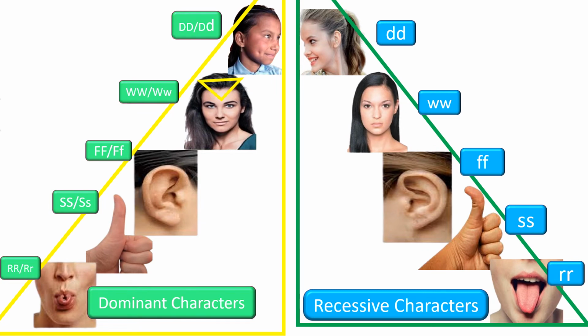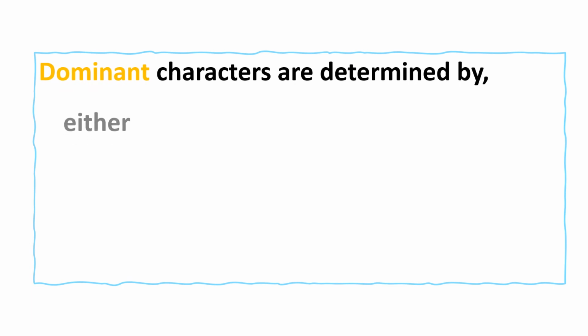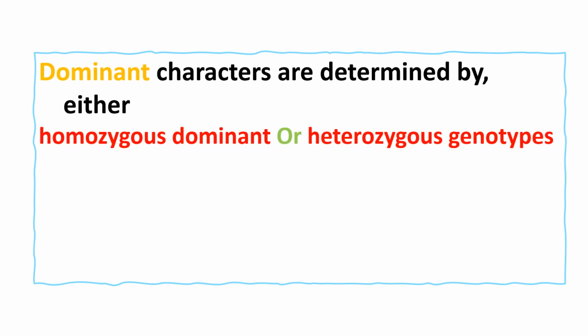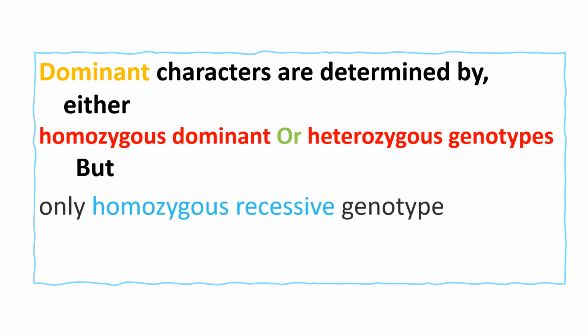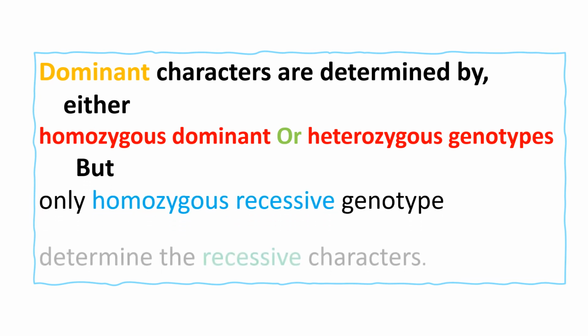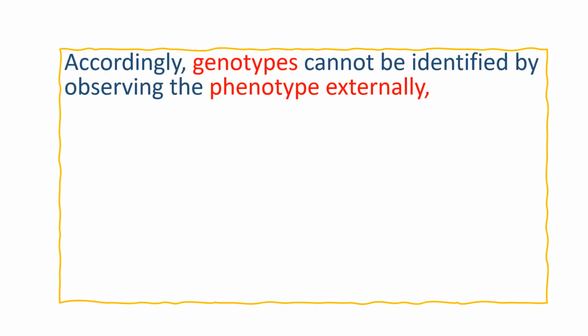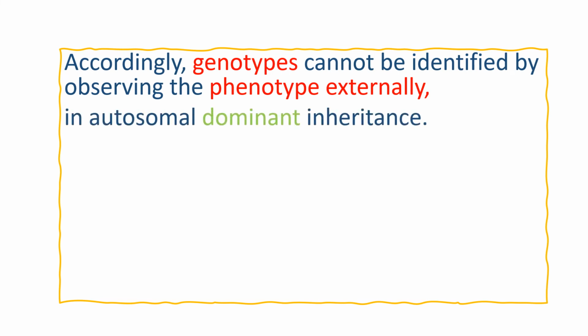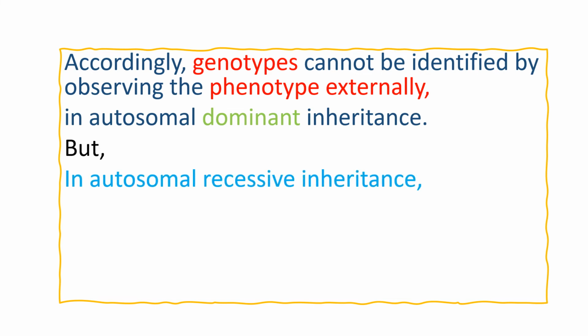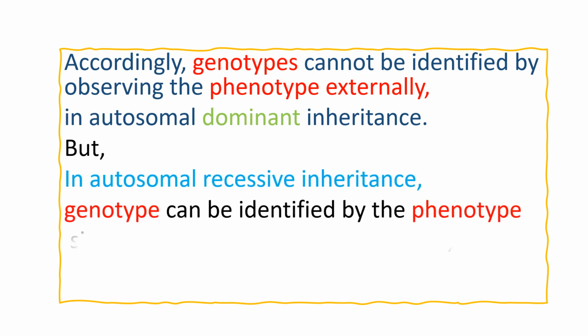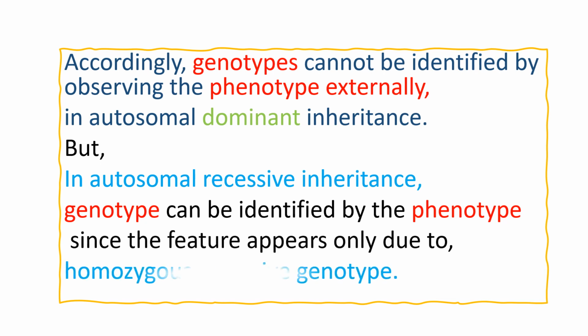Homozygous dominant or heterozygous genotypes determine the dominant phenotype. Homozygous recessive genotype determines the recessive phenotype. Dominant characters are determined by either homozygous dominant or heterozygous genotypes, but only the homozygous recessive genotype determines the recessive characters, as exhibited above. Accordingly, genotypes cannot be identified by observing the phenotype externally in autosomal dominant inheritance, but in autosomal recessive inheritance, genotype can be identified by the phenotype, since the feature appears only due to the homozygous recessive genotype.